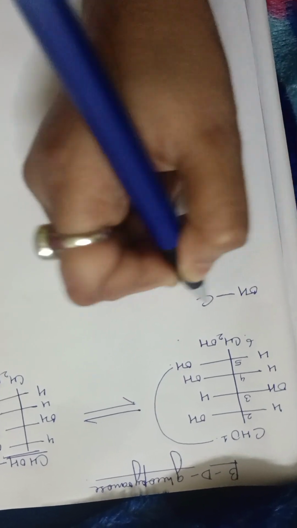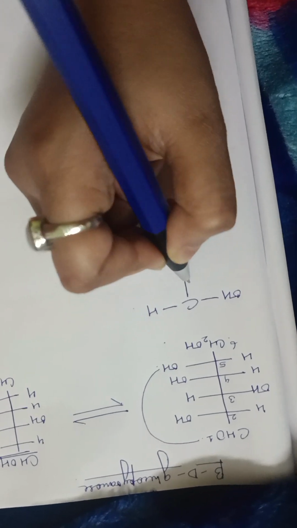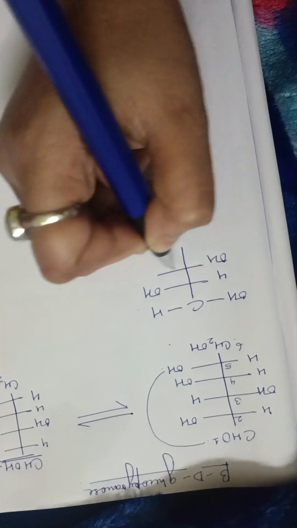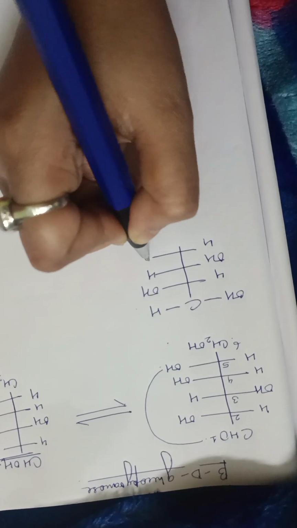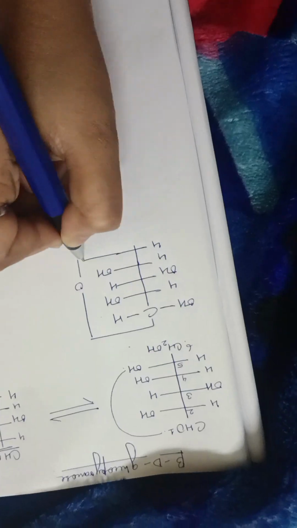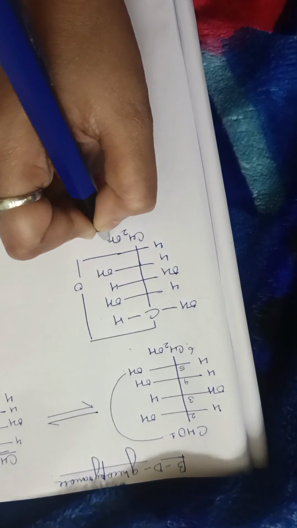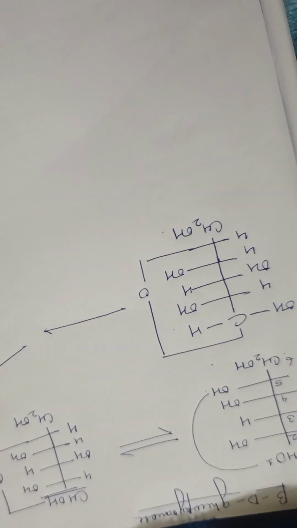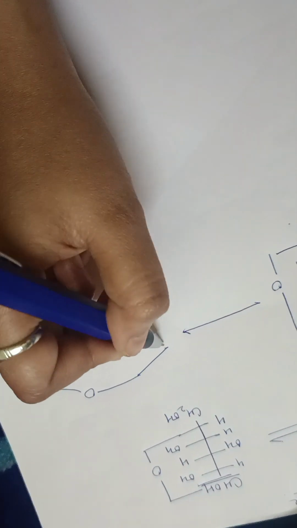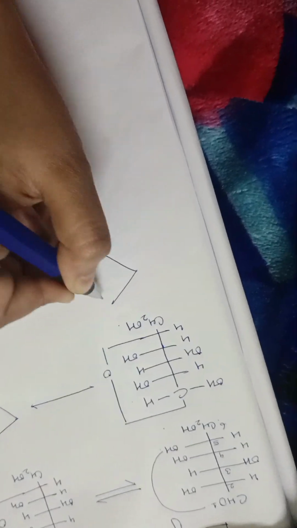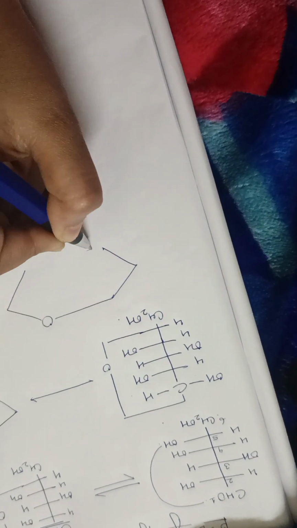C, OH, H, H, OH, OH, H, H, OH, H, CH2OH. We have done it. Half the work is done here. Understood? Now we convert it into the pyranose structure. Like this, pyranose. Let me draw the lines more nicely.